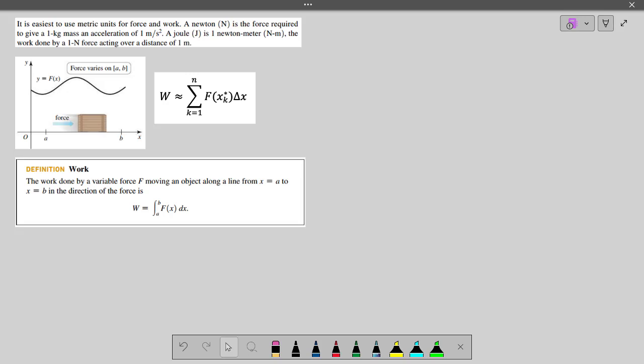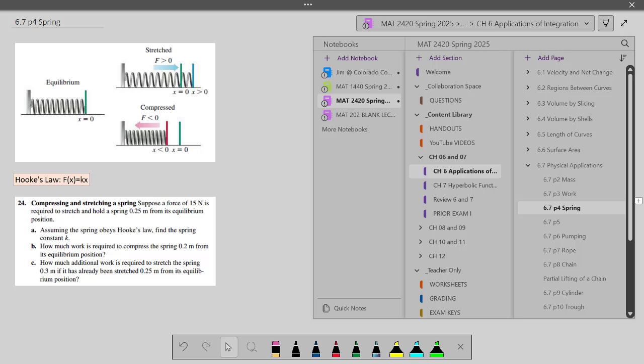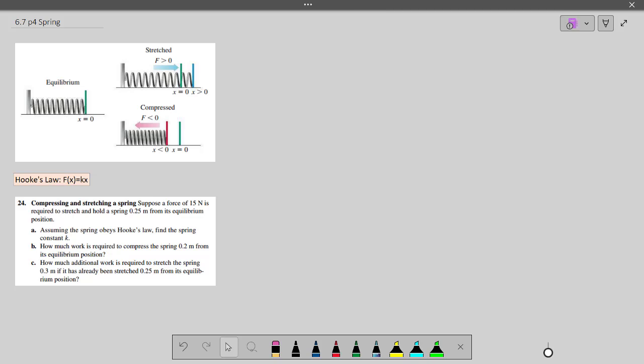Okay, so we integrate force to get work. That is our main thing. With a spring, we imagine these springs horizontal for now. And the spring at equilibrium, we're going to call that the origin right there, where the end of the spring is. And if you stretch the spring, if you move it in the positive direction, that's going to be a positive force. If you compress it, it's going to be a negative force.